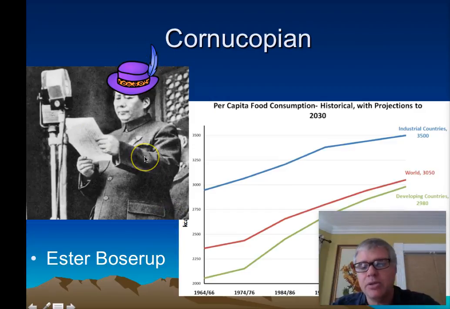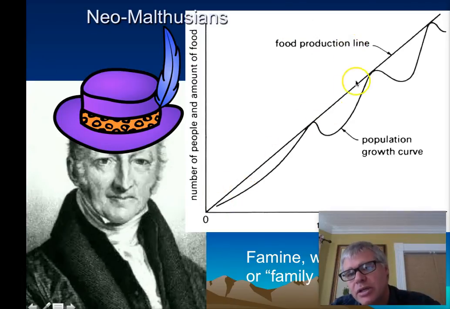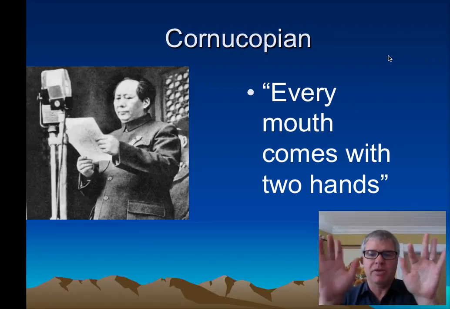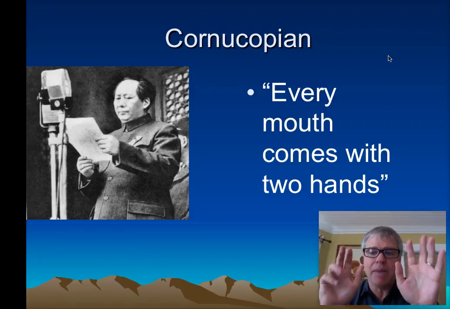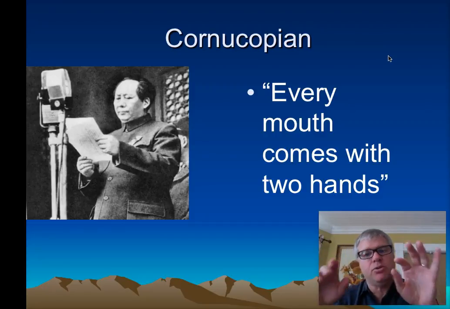He had this argument, but then there's other people that do too. And there's a scientist named Esther Boserup who did some research on this. And essentially what they were questioning is this food production line. They're saying, is it really linear? Because when Mao says that every mouth comes with two hands, what he says is every person that's born, yes, they're eating something, but they've got two hands and they're actually going out and making more food. They're doing the agriculture, they're doing the planting, they're doing the harvesting.